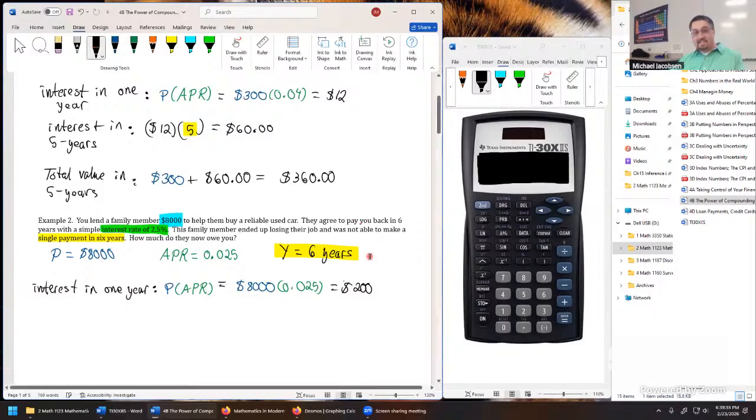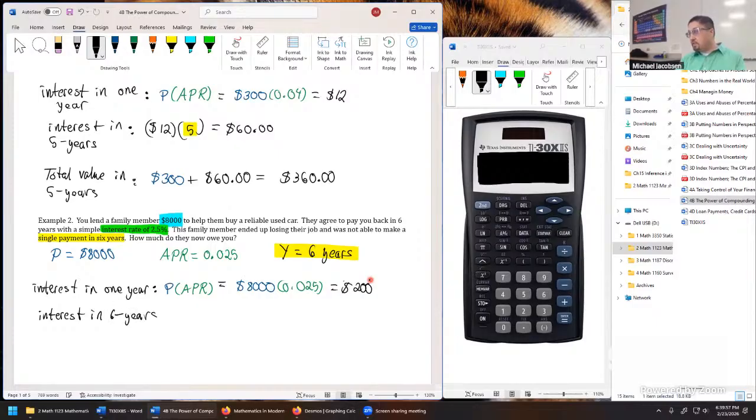But then some years went by, 6 years, maybe the siblings are estranged, something went on, or maybe the sibling is under some really hard times. We have 6 years of simple interest racking up, so we'll take that and just multiply it by 6. So interest in 6 years, take the $200, multiply it by the term length of 6 years, gets us to $1,200.